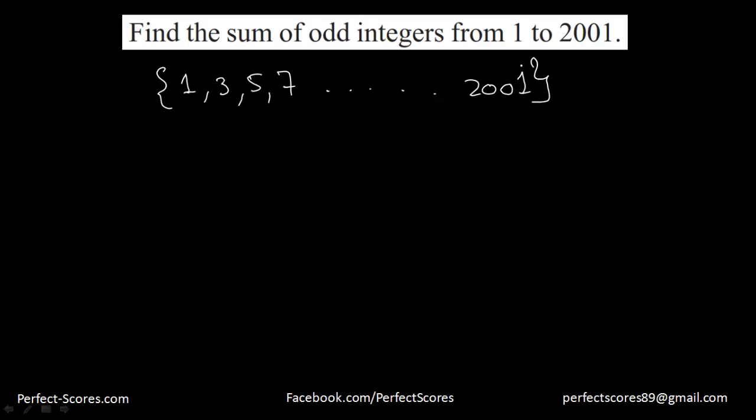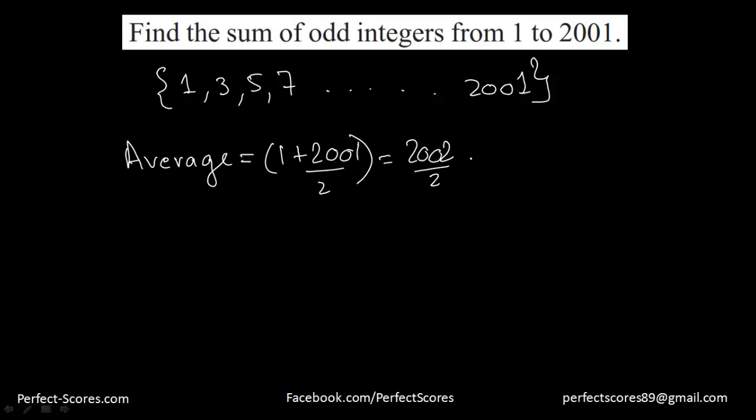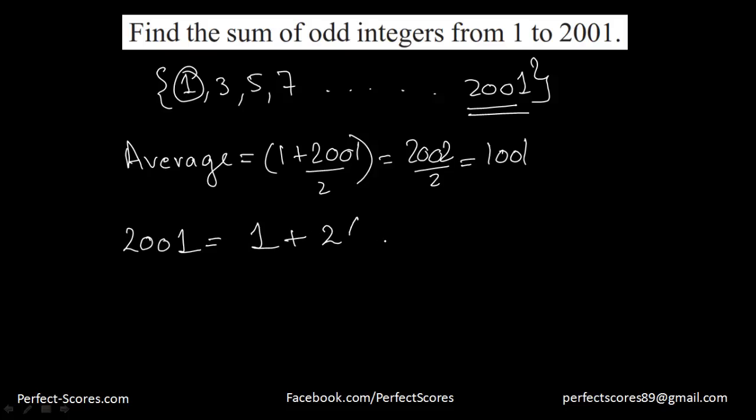Now rather than complicating yourself and using the formulas, you can actually find the average of these terms. So the average is going to be equal to the first number plus the last number divided by 2. So the average is going to come down to 2002 by 2, which is 1001. And you can clearly see this 2001 is the nth term, that is equal to the first term plus the difference between each term, which is d, into n minus 1. So rather than trying to visualize how many terms are going to be there, you can just simply use the expression here. Very, very handy.